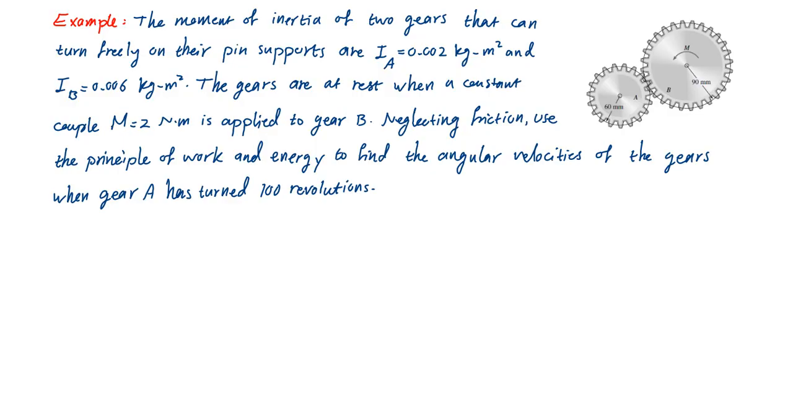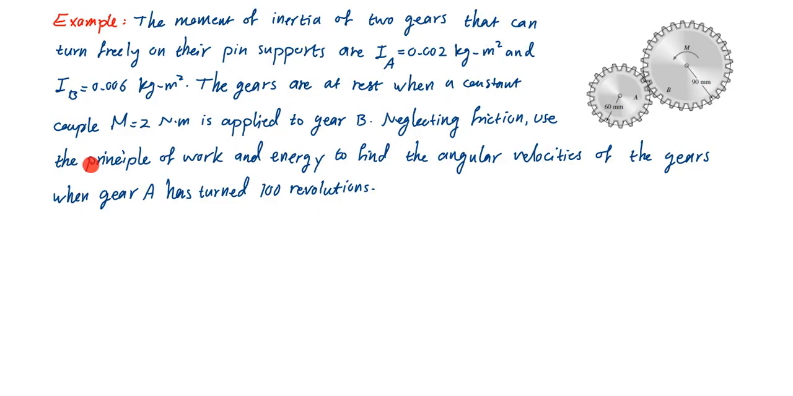Next page. We have two gears. They are interacting, obviously, they are engaged. Then we know the moment of inertia, or mass moment of inertia, of these two gears. They can freely rotate around the pins they're attached to, which means there's no friction here. The gears are at rest when a constant couple M is applied to gear B. So M is applied to gear B.